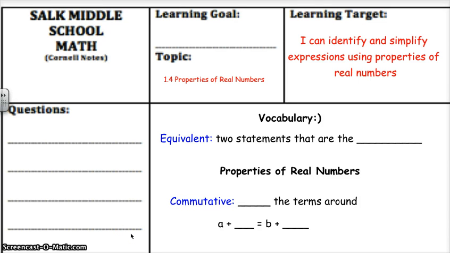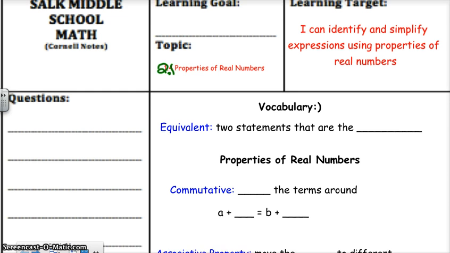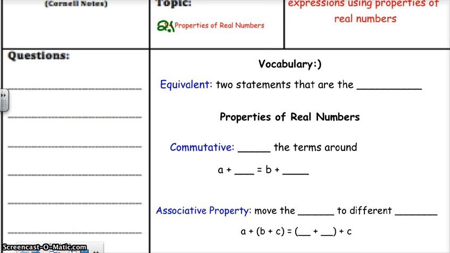On to chapter 2. This is 2.1, which is what the actual lesson is. 1.4 is the 8th grade lesson; I just kind of copied it. We're moving on to properties of real numbers.